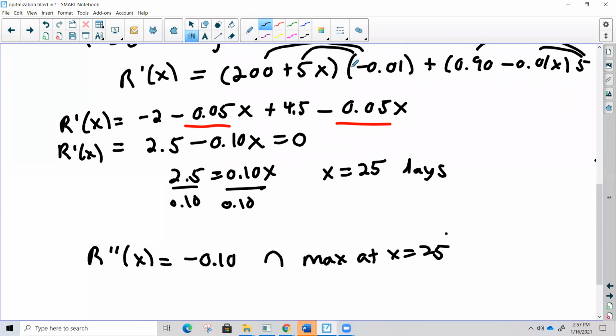Okay, so that's the last example I plan to do on optimization. And if you need help with it, just let me know.